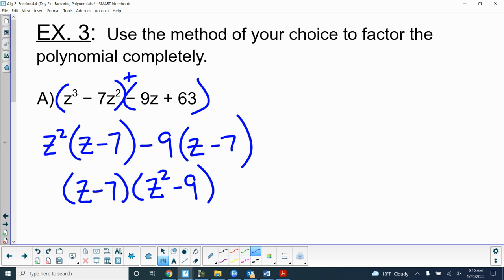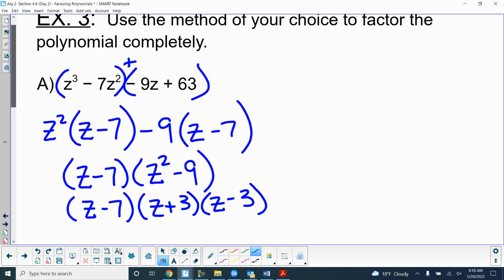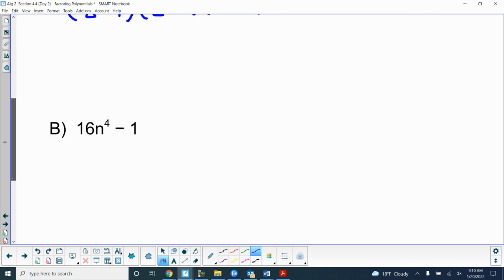Is that finished, Caitlin? No. What is that? Right, very good. You're so smart. Just like the rest of you, right? Z in the front, what's in the back? 3's. Square root of 9, right? Plus, minus. Okay? So you have some there. Is there a GCF? No.